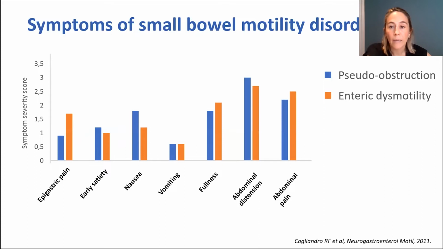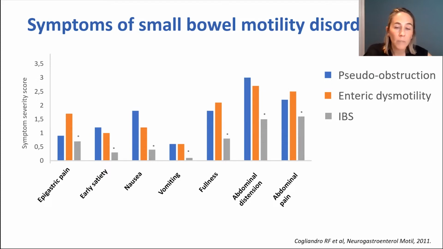The problem is that enteric dysmotility patients cannot be diagnosed by their symptoms. Symptoms are very similar to pseudo-obstruction. This is a review of their series of patients from the Italian group. And as you can see, these patients have epigastric pain, early satiety, nausea, vomiting, fullness, distension, abdominal pain, the same as pseudo-obstruction, but also the same as patients with IBS, in whom severity may be a little less, but still have the same exact symptoms as these two other groups of patients with motility disorders.